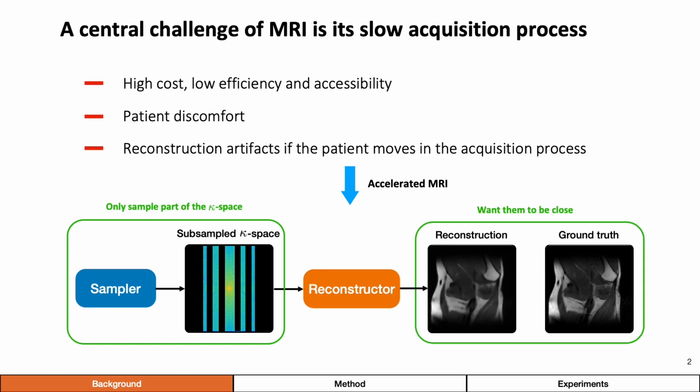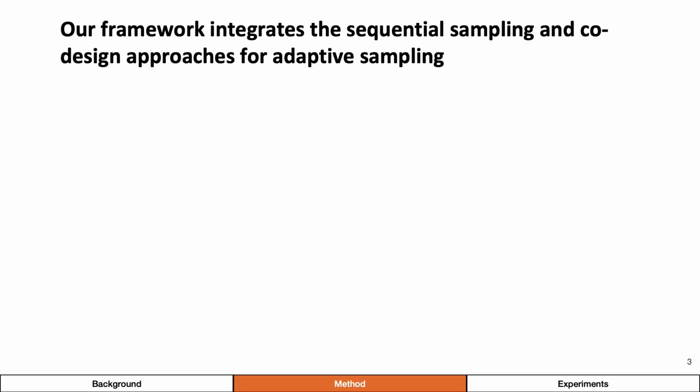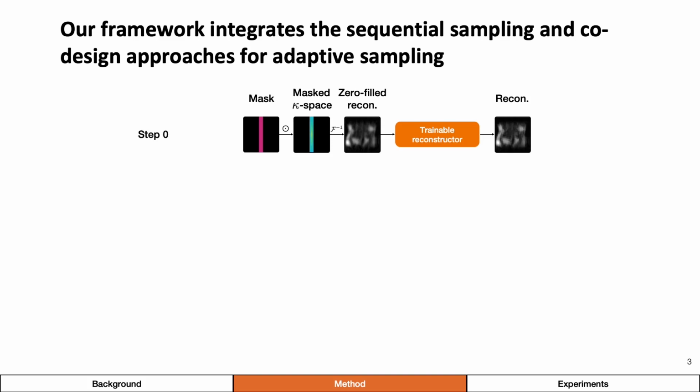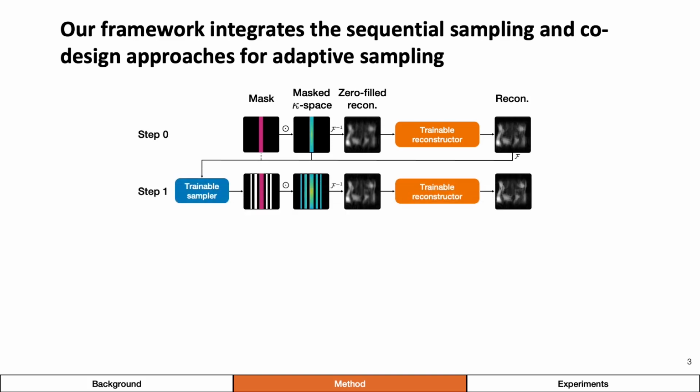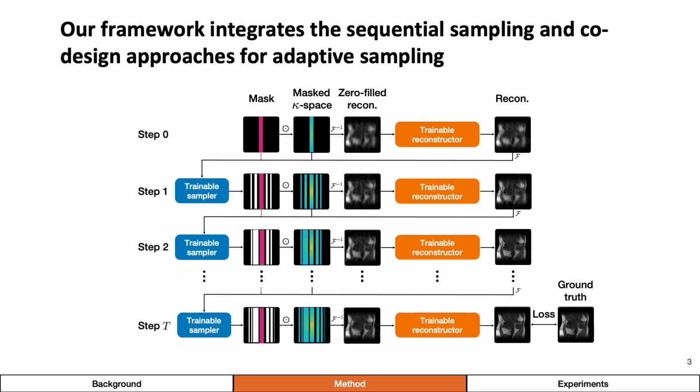Recently, there has been increasing research interest in using deep learning methods to optimize the subsampling pattern. In our work, we propose a framework that provides adaptive sampling patterns for individual patients. To do this, we first sample a few measurements to get a rough reconstruction. Then our learned sampler will sequentially estimate the next best measurements to take based on the intermediate information from the previous step. We also jointly optimize the deep sampler and reconstructor through end-to-end training.